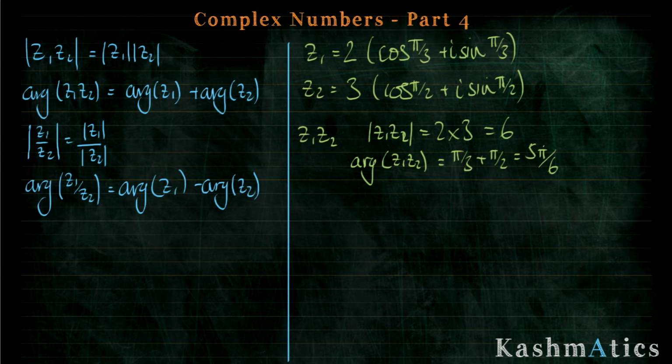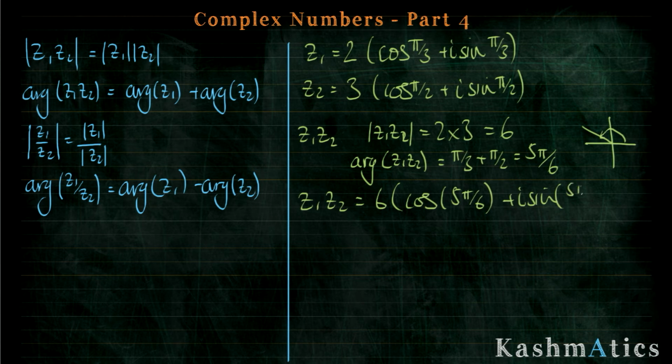Now what I need to check here is, remember with the Argand diagram, that it hasn't gone over here, but 5 pi over 6 is still over here because it's less than pi, so we're okay, we can still use that. So let's put it all together. z1 z2 would equal, so it's in modulus and argument form, so it'll be 6 cos 5 pi over 6 plus i sine 5 pi over 6, close brackets, and that's all there is to it.